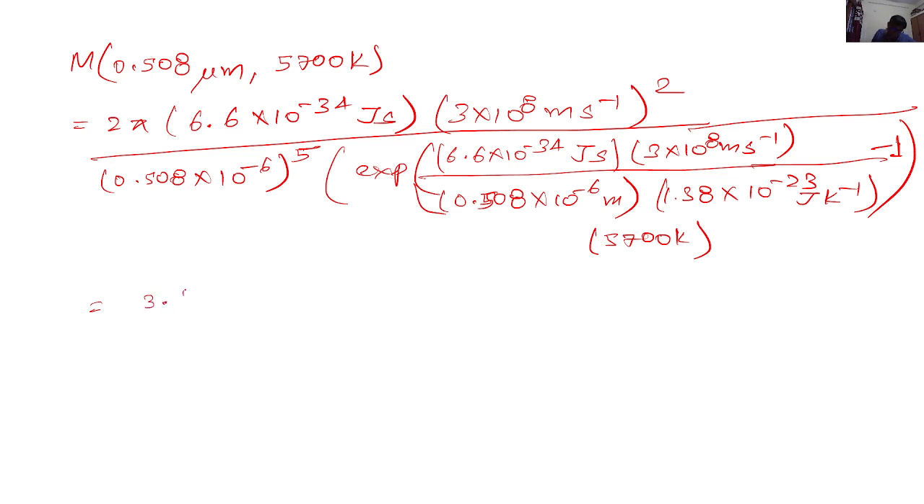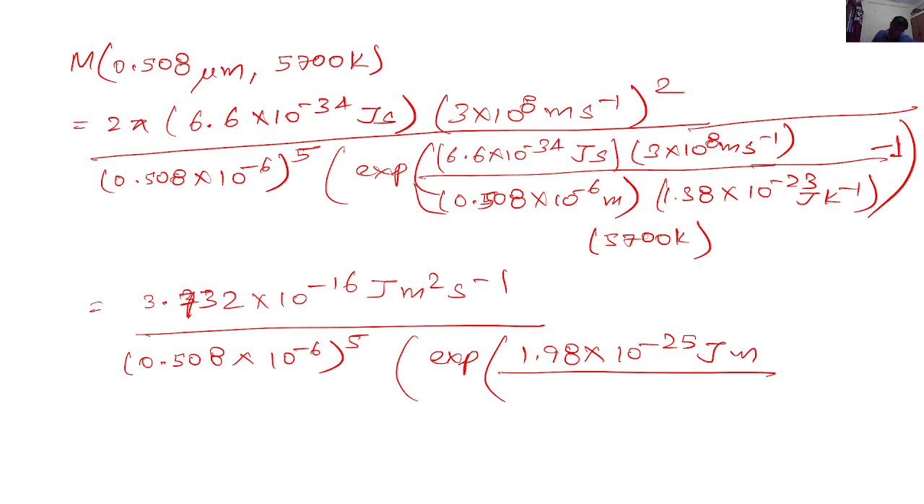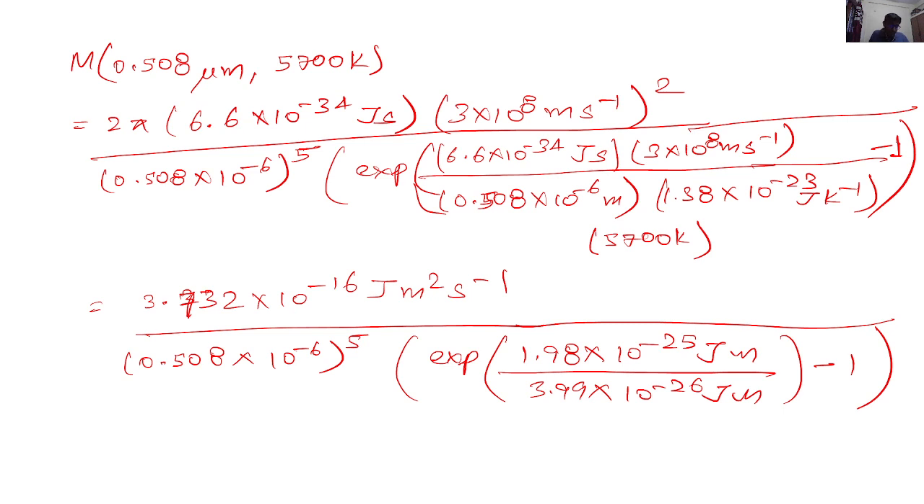So it would come out to be 3.732 into 10 power minus 16 joules meter square per second by 0.508 into 10 power minus 6 power 5, exponential 1.98 into 10 power minus 25 joules meter by 3.99 into 10 power minus 26 joules meter. So the units get cancelled out. According to dimensional analysis, it is absolutely right so far.